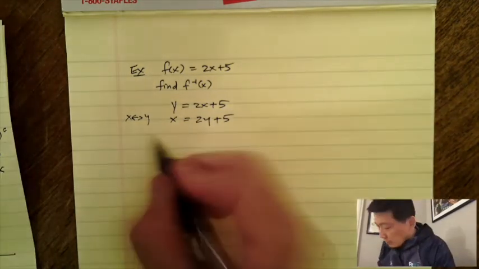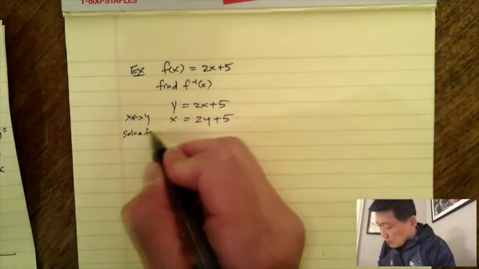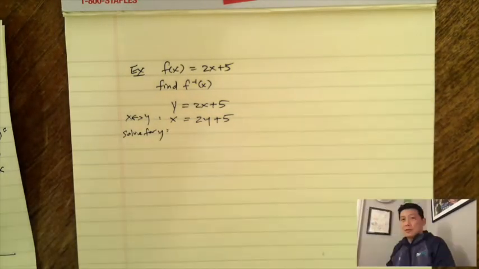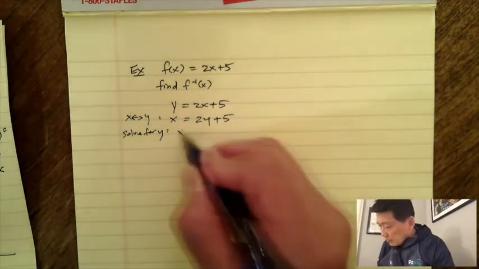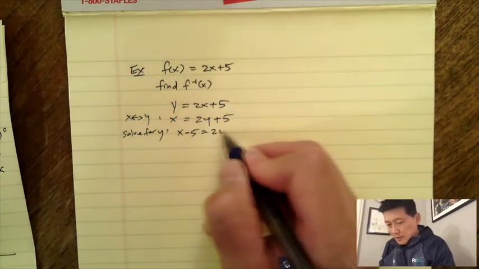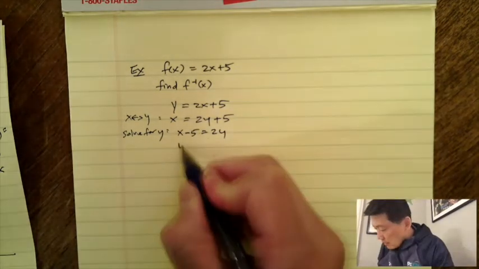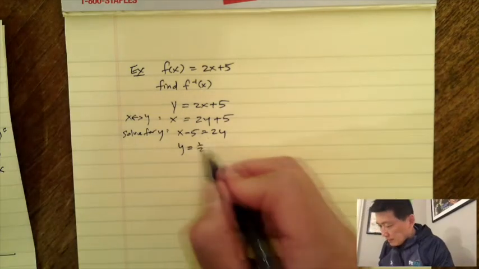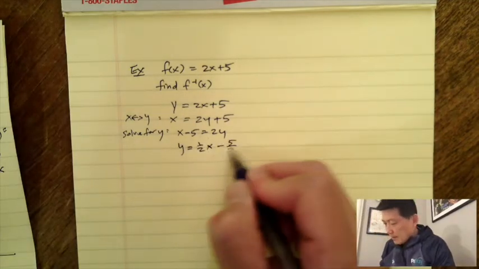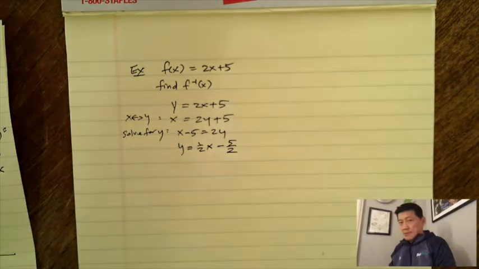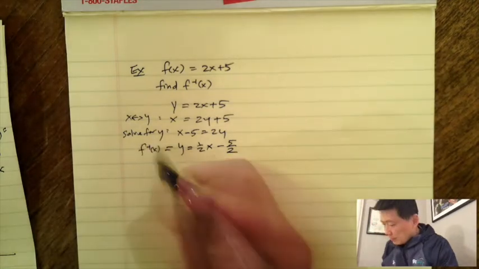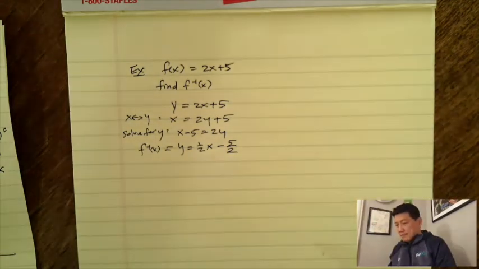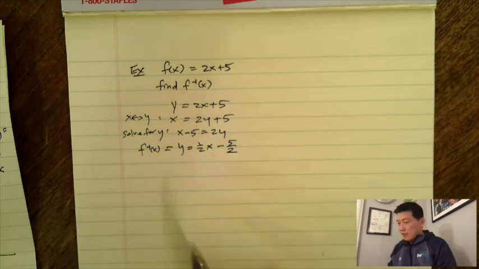And then I solve for y. So it becomes x minus 5 is equal to 2y. Then y is equal to 1/2 x minus 5/2. So this is indeed my f inverse of x. So this is the inverse function of f right here.